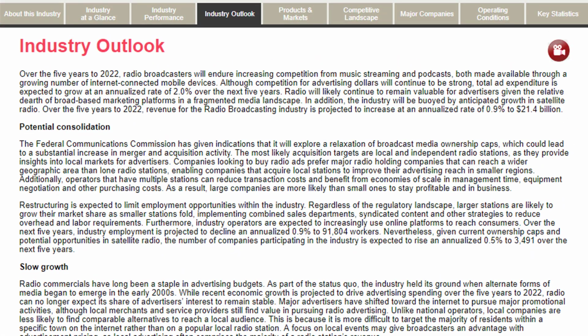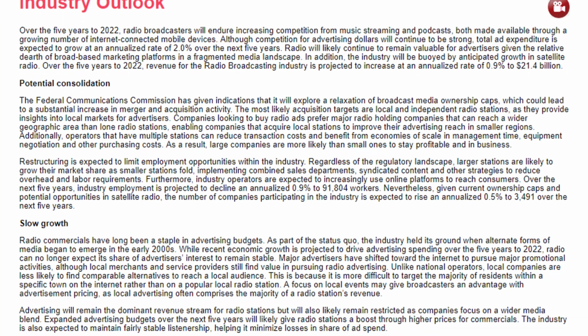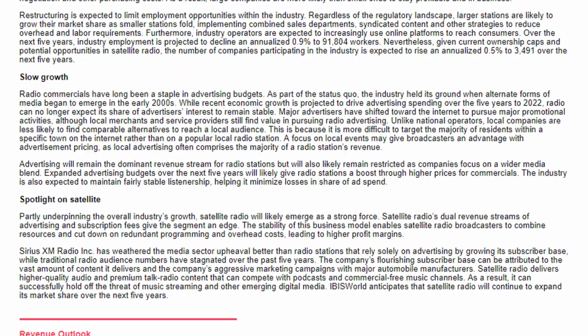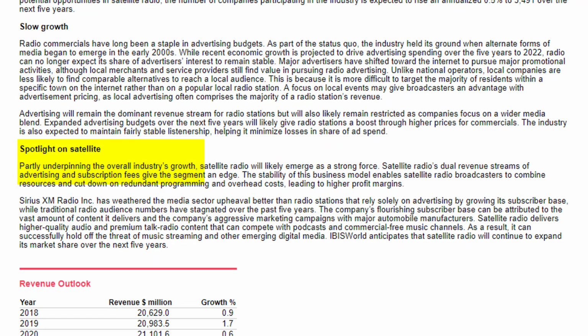So this first sentence: over the five years to 2022, radio broadcasters will endure increasing competition from music streaming and podcasts. So that's definitely something to think about, and then start thinking about how people listen to radio, where they listen to radio. Slow growth. Radio commercials have been stable, and then looking at the spotlight on satellite, because that is where some of that industry growth is happening, probably more so than terrestrial radio.